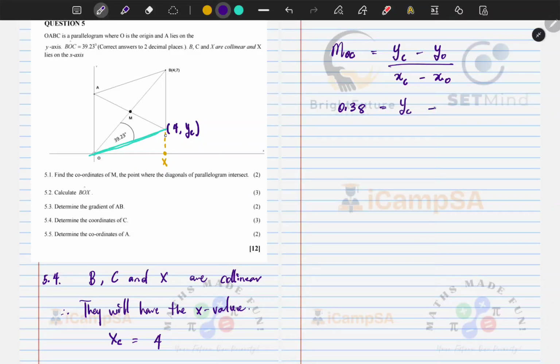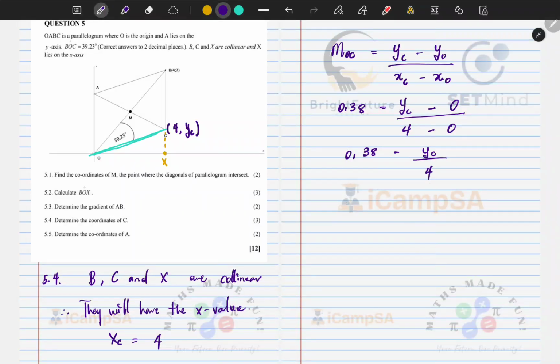What is y of C? That's what we are looking for. What is y of O? It's going to be 0. Why is it 0? Because O is the origin. And then what is x of C? X of C is 4 minus 0. So now you have 0.38 equals your y of C all over your 4.